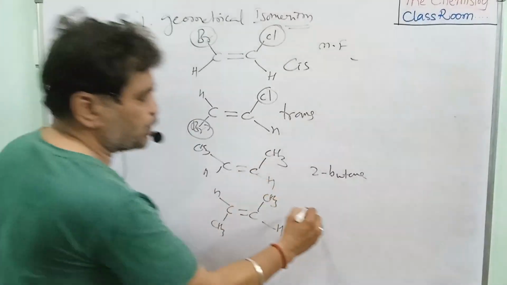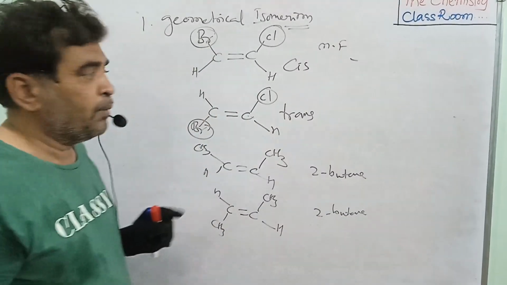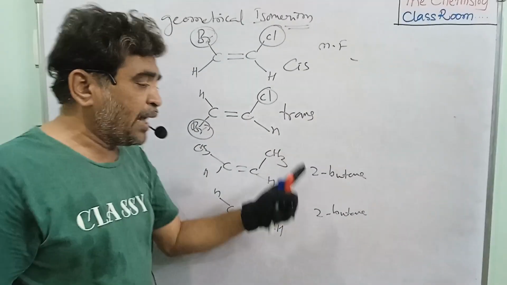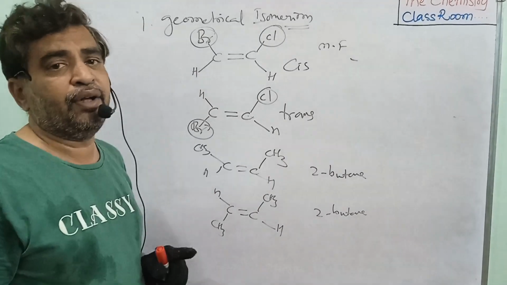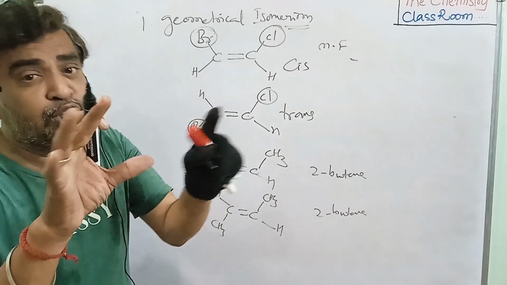So this compound is also 2-butene only. Here the IUPAC name is also the same. The molecular formula is the same and the IUPAC name is the same, but they differ. They differ in geometrical isomerism. They differ in the geometry.